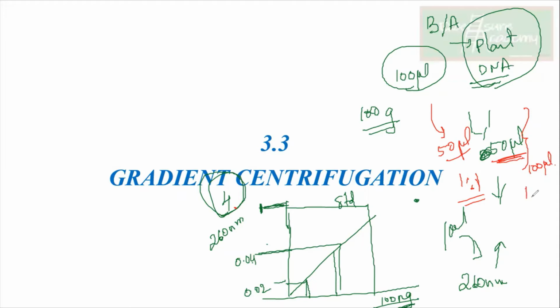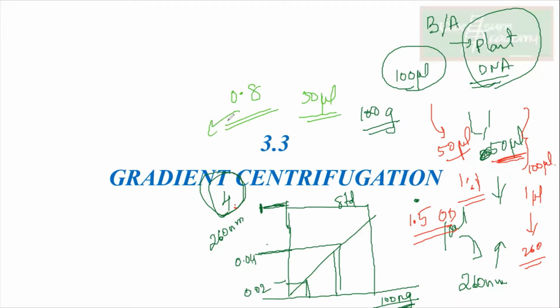Again, I'm going to take 1 microliter, go for the 260 reading. So maybe the 4 OD might have become 1.5 OD now. Still it is falling out. Correct? It is not falling in the standard curve. Again, what am I going to do? Again I'm going to add another 50 microliter. That time maybe it will come to 0.8. So 0.8 will then tell me that this much is present in it.